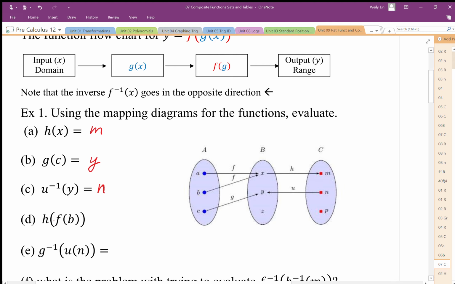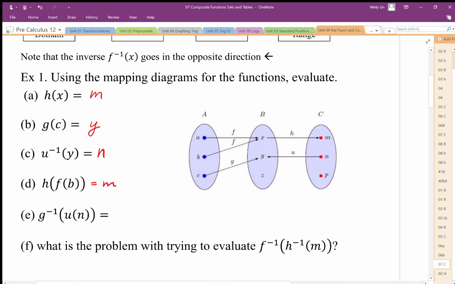Here we have an embedded function. So we're going to first apply the f function, then the h function. Our input for f is going to be b, so the output will be x. We're going to put that output of x into the h function, and we get an output of m.